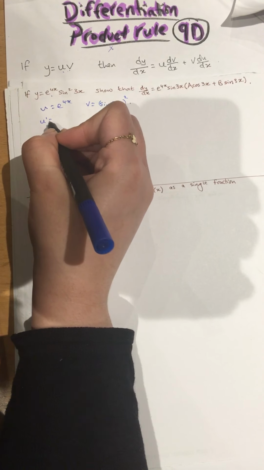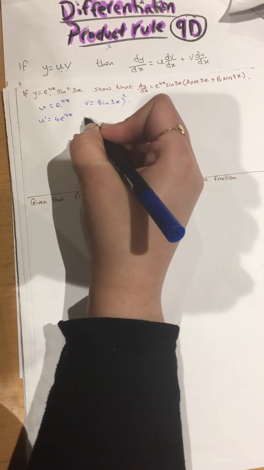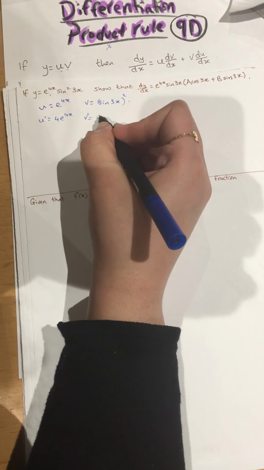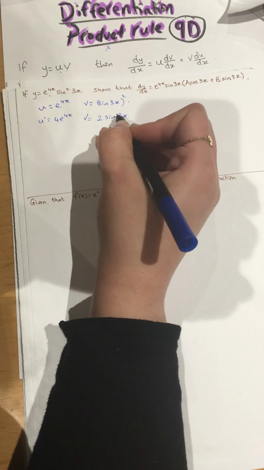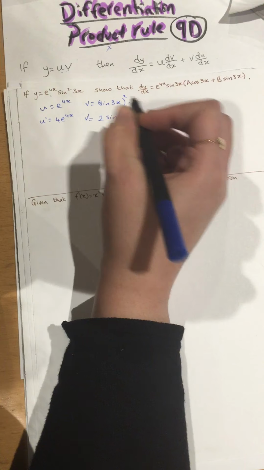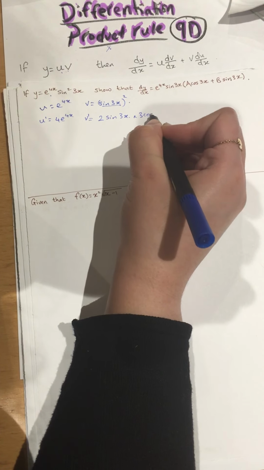So u dash will be 4e to the 4x, and here v dash, I bring the power down, so that's 2 sine 3x. I take one off the power, which is 1, and then I multiply by the derivative of what's inside here, so that's 3 cos 3x.